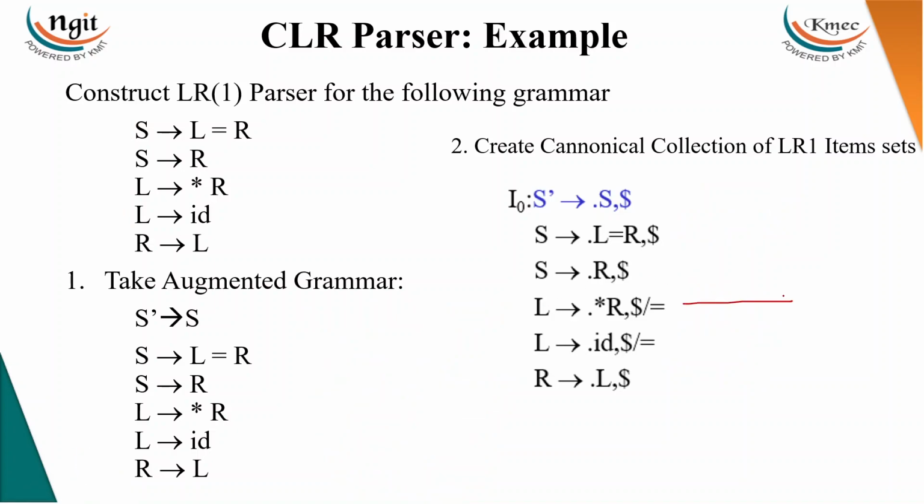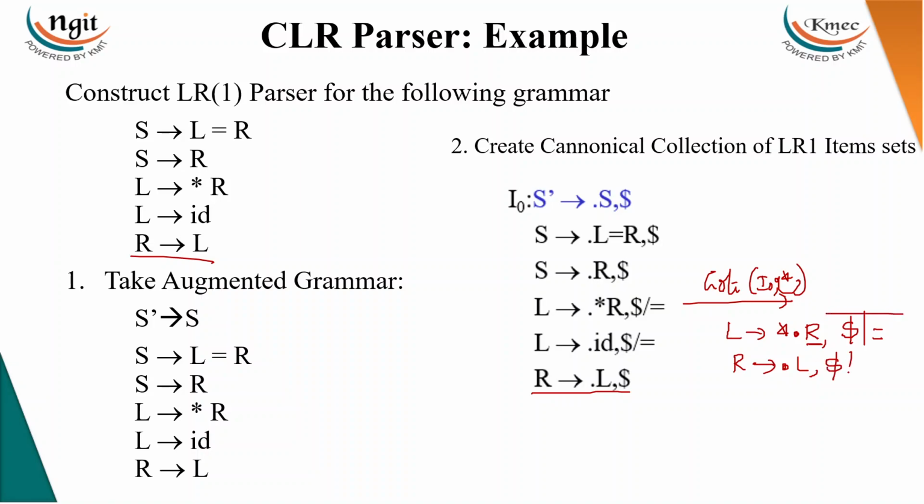See, if I write go to of I0 comma star, what will happen? Before the star, if it is a dot, move it after star, then what will happen? L tends to star dot R, comma, dollar R equal. For this R, again you have to add all the productions. Don't take it from I0 guys, take it from here. R tends to dot L. Then for this R I have added, then the first of the remaining symbols is dollar R equal.